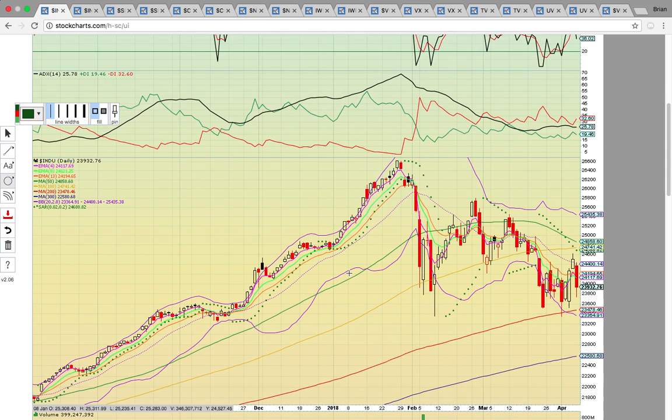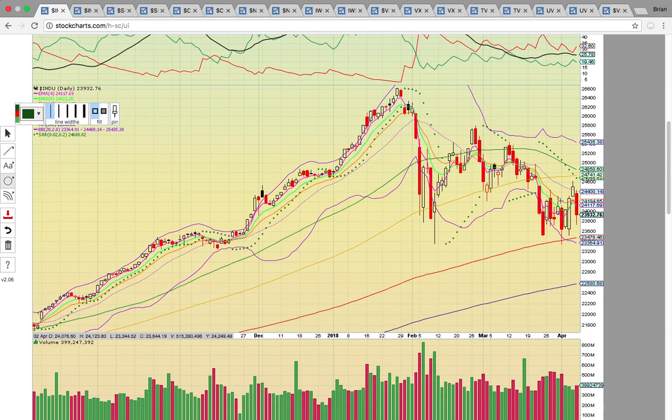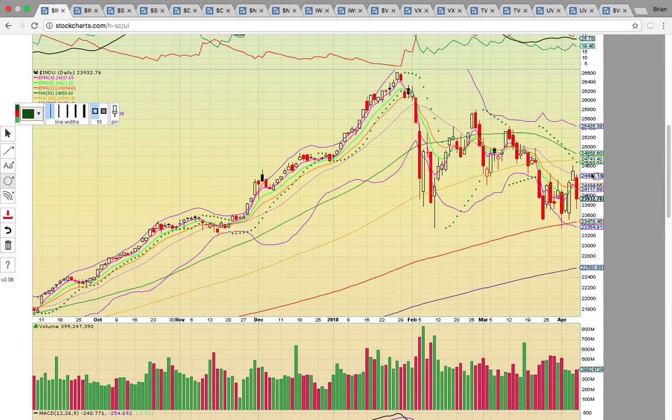The middle Bollinger Band failed to turn into support. So that's the 24,400 level here, the dotted purple line. And so what needed to happen is it needed to turn into support for a new uptrend to begin.